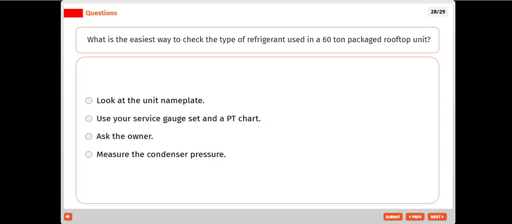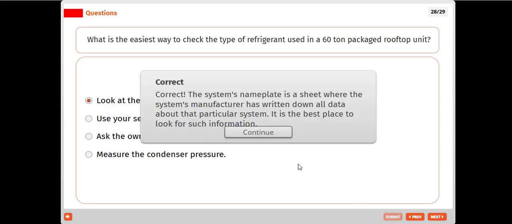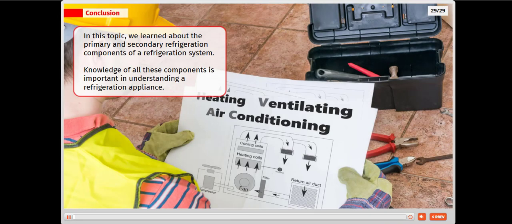What is the easiest way to check the type of refrigerant used in a 60-ton package rooftop unit? Look at the unit nameplate. In this topic, we learned about the primary and secondary refrigeration components of a refrigeration system. Knowledge of all these components is important in understanding a refrigeration appliance.